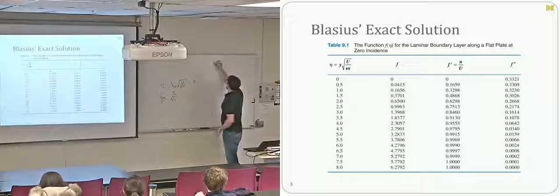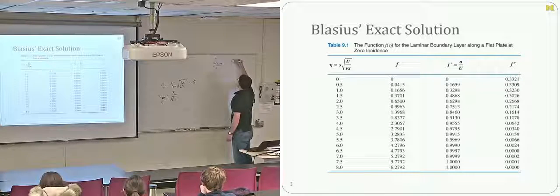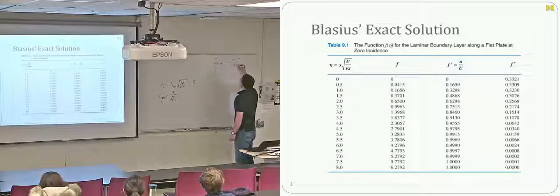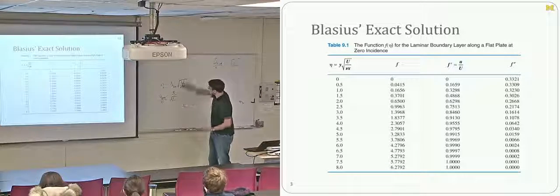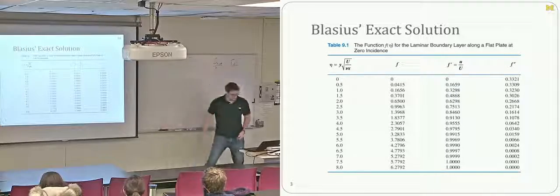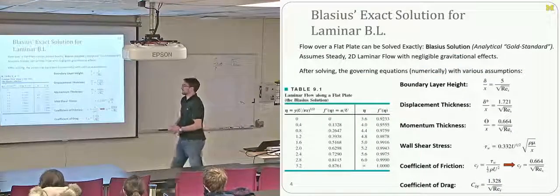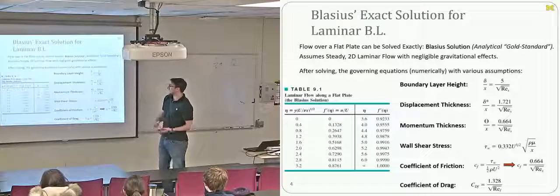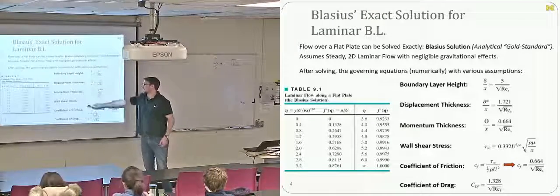So we have delta 0.99 over x is equal to the square root of 1 over Reynolds number x. And then finally, we introduced the idea of the displacement thickness and the momentum thickness.